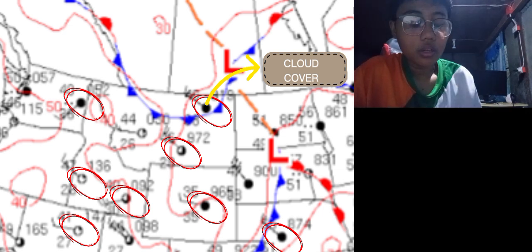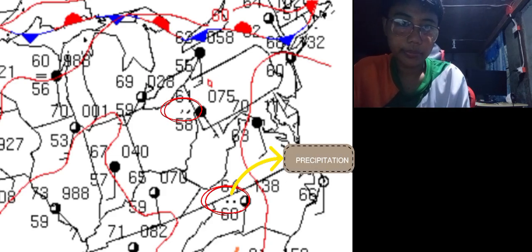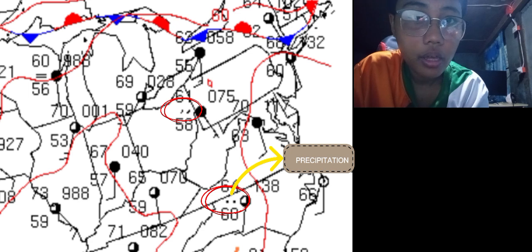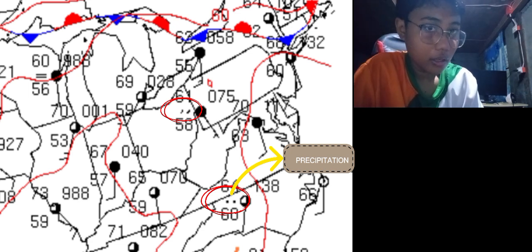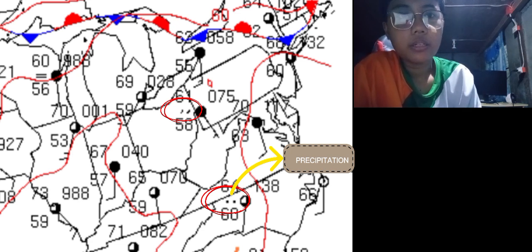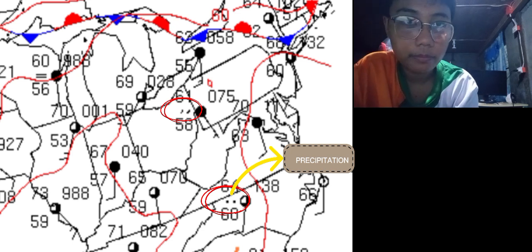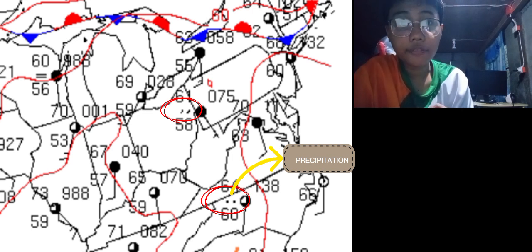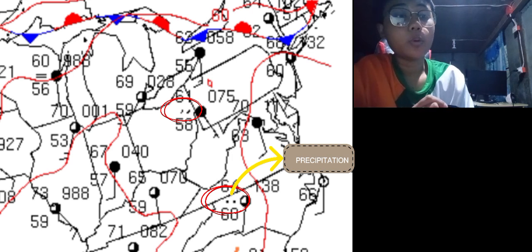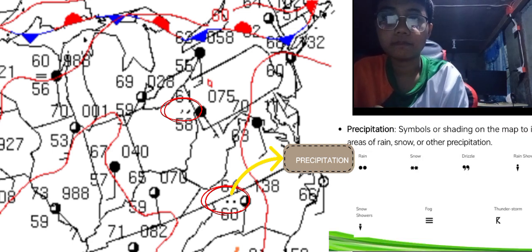Also, the surface weather map includes other elements like precipitation. Now, if you see a dot on a surface weather map alongside the cloud cover, it means that rain is expected. If you see a double dot, it means heavy rain is expected. As for more meanings of the symbols, you can take this for example.